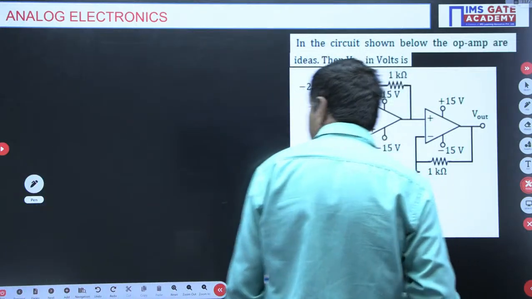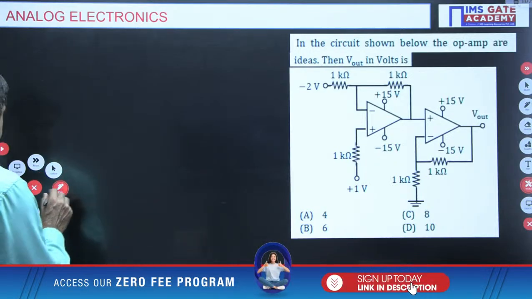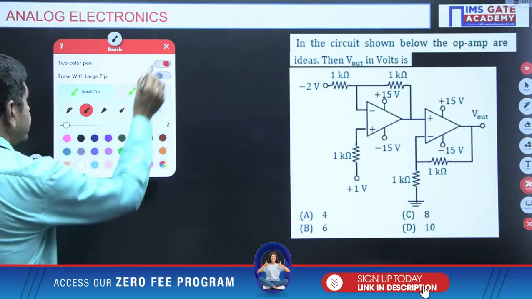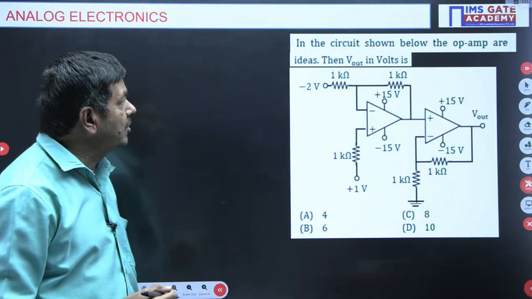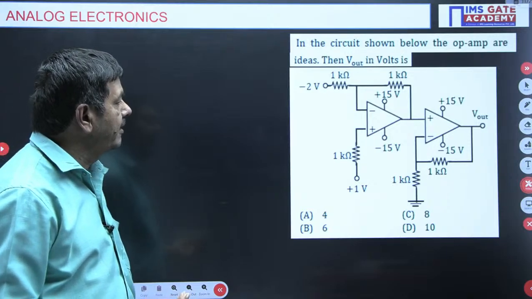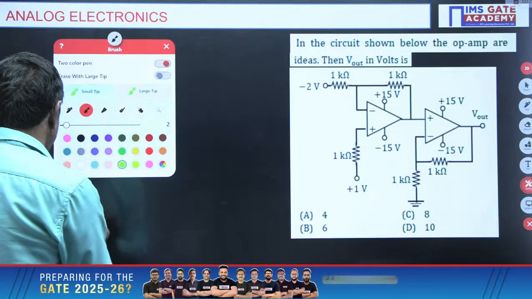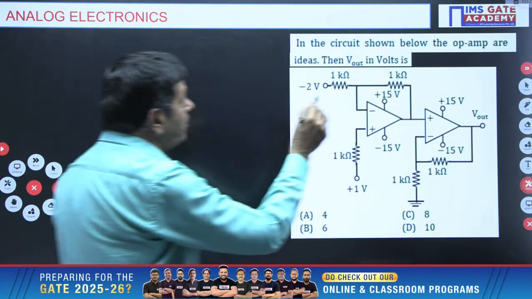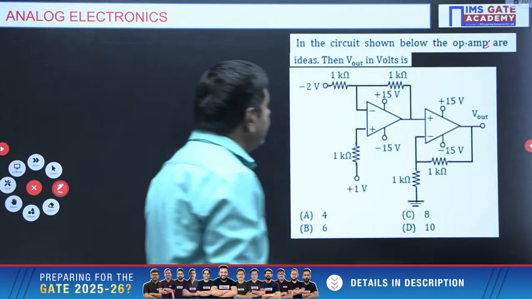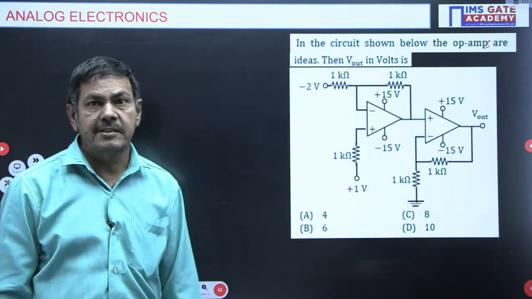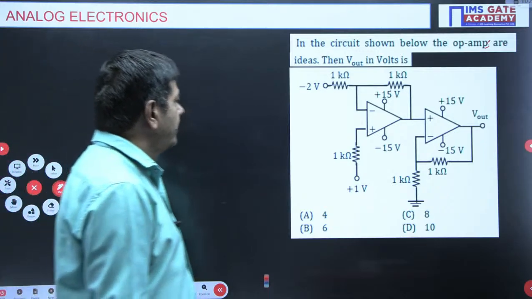But what is given in the problem? You please try to understand. In the circuit shown below, the op-amps are ideal. The given op-amps are ideal. Then V out in volts is asked, so we need to find the output voltage. How to get this output voltage? You know very well.